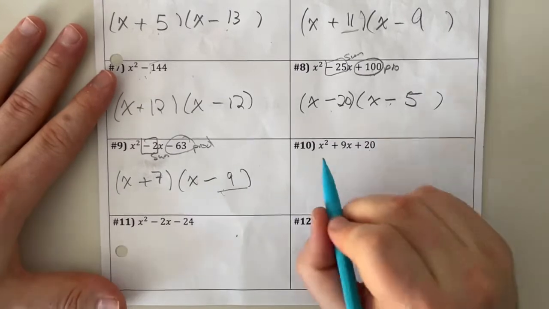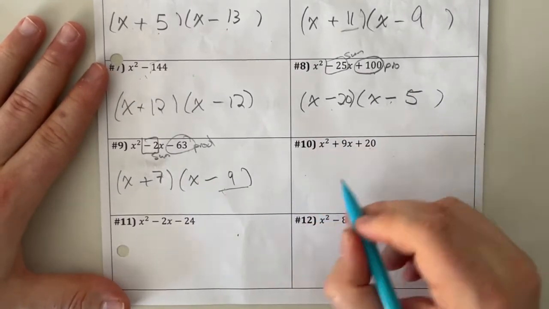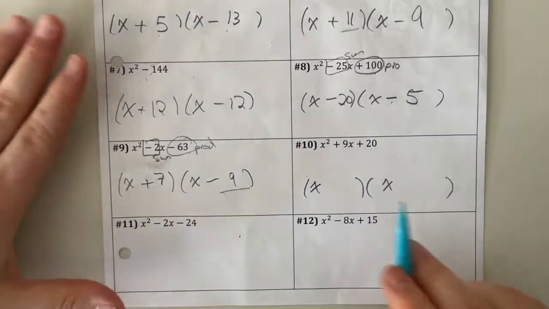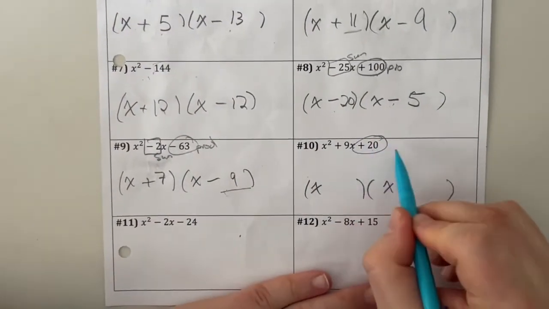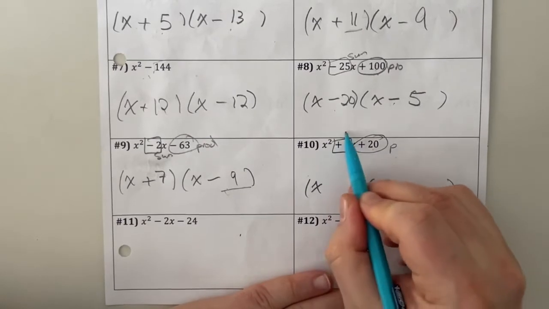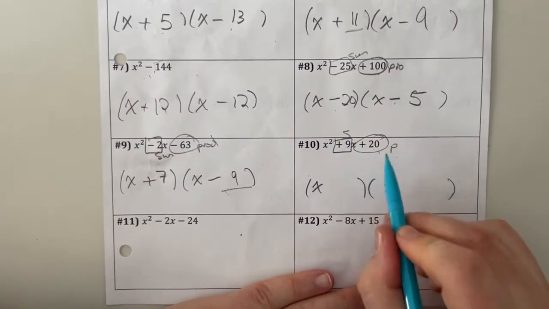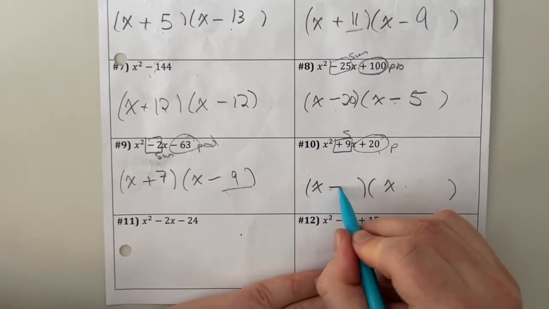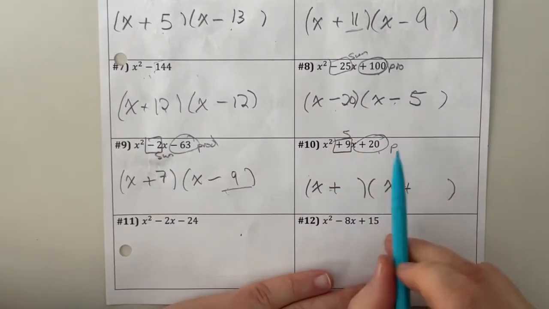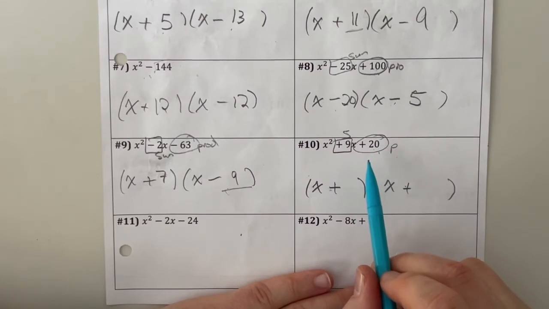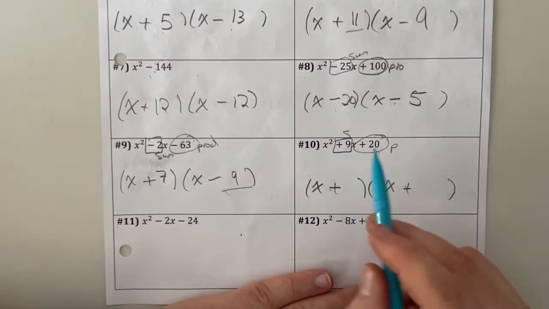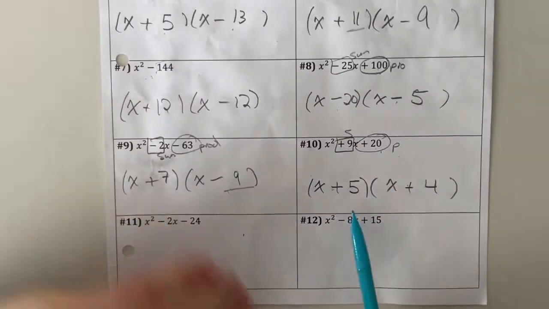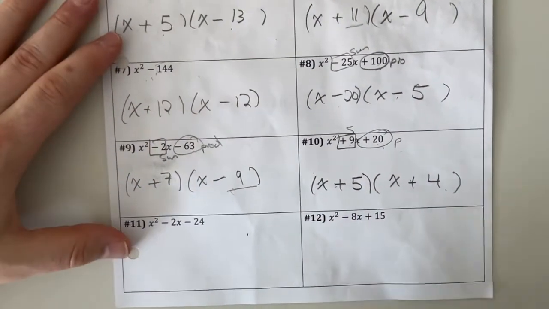For number 10, I can have the same idea. Build your foundation, have your values, look at your product, look at your sum. Since my product is positive, that means they're going to be the same sign. And since my sum is positive, that means that they're both going to be positive. I can say, okay, what's some numbers multiplied together to get 20, and their sum is 9. So I'd say I have positive 5 and a positive 4.